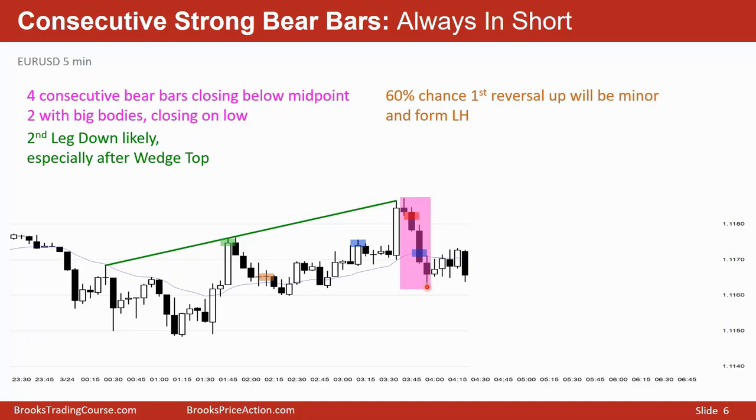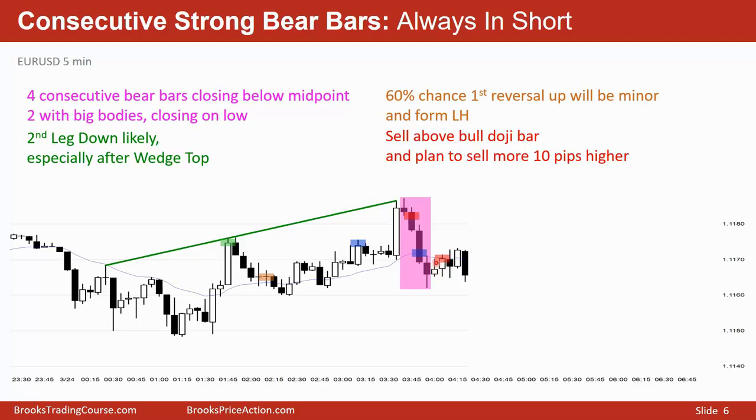Because the odds favor a second leg down, you have to assume that means there's at least a 60% chance of a second leg down, and the first reversal up will therefore be minor and form a lower high. Traders, therefore, will be looking to sell the rally. They can sell with a limit order at the high of the prior bar. This is not a good bar for the bulls.